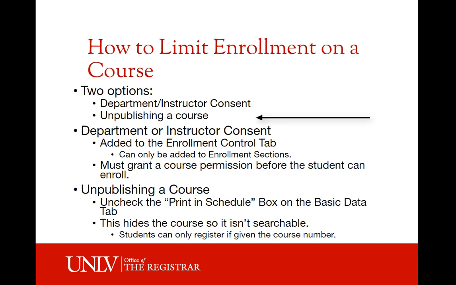You can also unpublish the course. Unpublishing the course allows students to enroll but removes it from displaying on the class search. Since it is not visible or searchable, only students who have been given the 5-digit course number will be able to enroll in the class. You can establish criteria within your department for how students can obtain the course number and enroll in those classes.